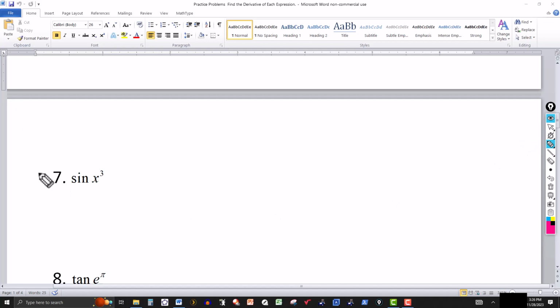For number 7, I'm going to find the derivative of a trig function, sine. So first we take the derivative of sine. That's going to be cosine. Keep the same argument. And then this is multiplied, using the chain rule here, by the derivative of the x to the third. I'll put it in front. Just 3x squared. That's the answer for that one.